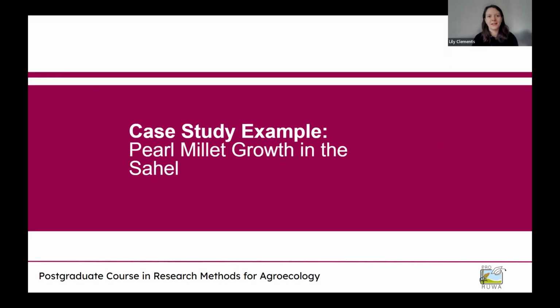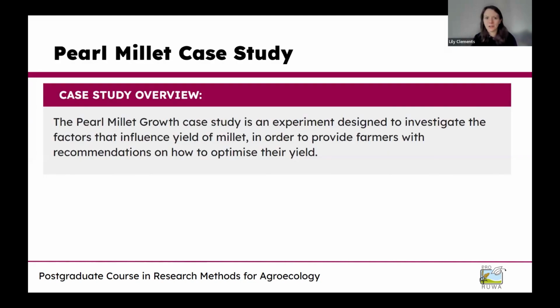In this topic, we look at enabling comparisons that determine cause and effect. To do this, we look at the pearl millet growth in the Sahel case study. As always, this case study is given in more detail back in topic 1, but as a brief reminder, this is a case study which is an experiment designed to investigate the factors that influence yield of millet in order to provide farmers with recommendations on how to optimize that yield.